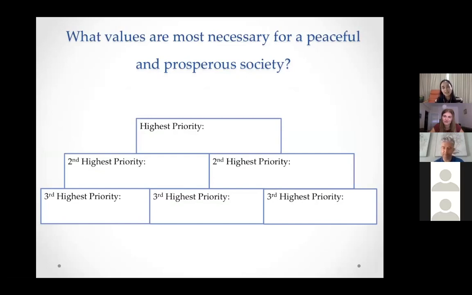So for example, maybe the highest priority could be happiness. That is what we want to build overall. And then in order to build that, what are your second highest? Maybe respect. Respect is implicit in that, or it's necessary in order to get to your highest priority, which is happiness. Okay, so I'm not going to step in with this one. I'm going to ask you guys to talk to each other and decide what would be your group's priority for values that are necessary for a peaceful and prosperous society.